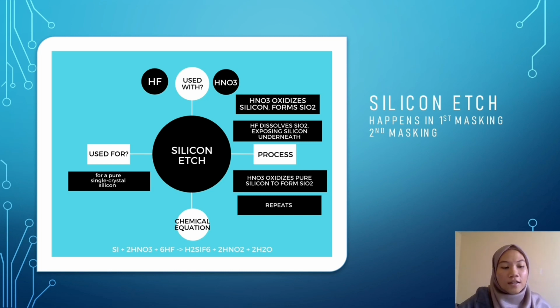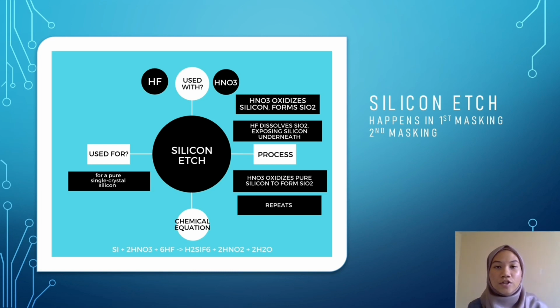Because I said earlier that the process is basically just the same, oxidation and then dissolve, that's why we're going to use hydrofluoric acid. And for nitric acid, we need to use it because this time we're going to apply this etch on pure silicon, whereas just now we applied it on silicon dioxide etch. That's why you can just dissolve it right away.